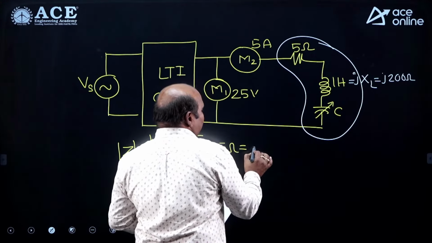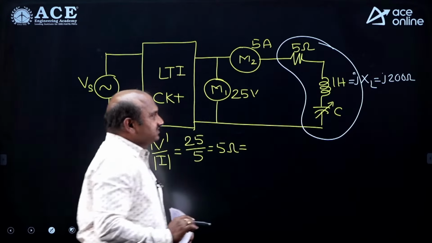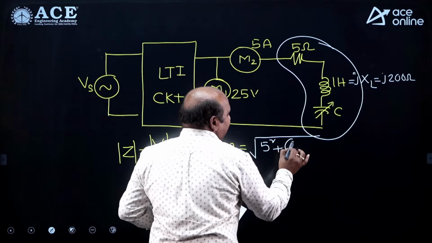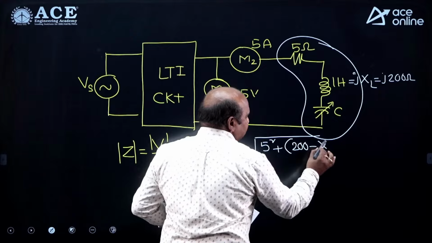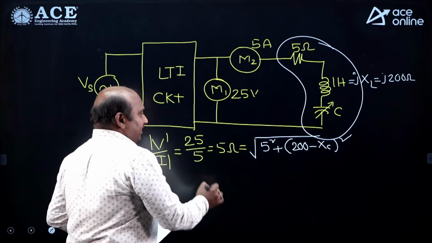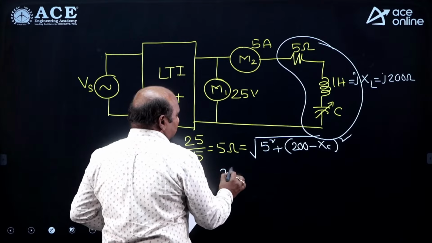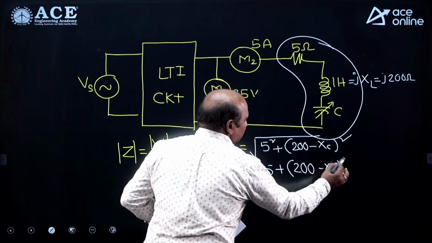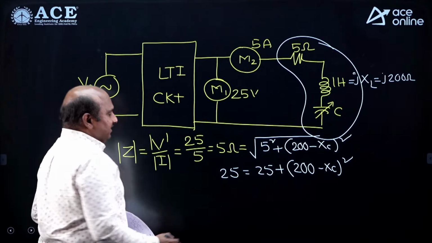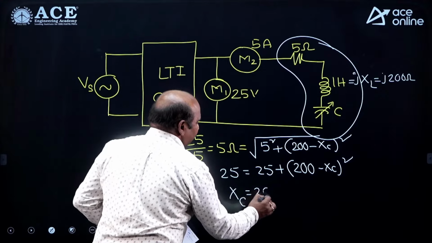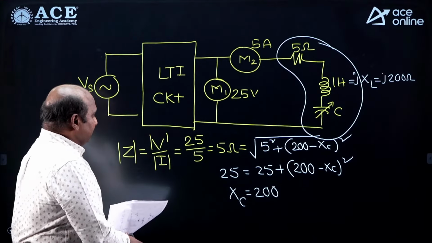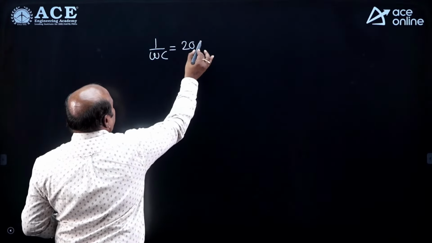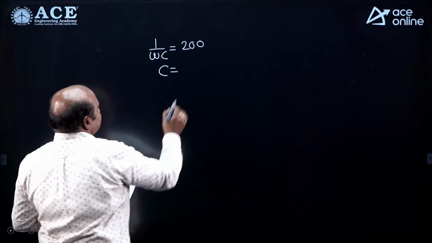As per this, we are able to define that the magnitude of the RLC series circuit is equal to under root R square plus XL, nothing but 200, minus XC whole square. If we equate like this, we get 25 is equal to 25 plus (200 minus XC) whole square. From this, I am able to define that the XC value is equal to 200. Where XC is equal to 1 by omega C is equal to 200, and C value, how much?